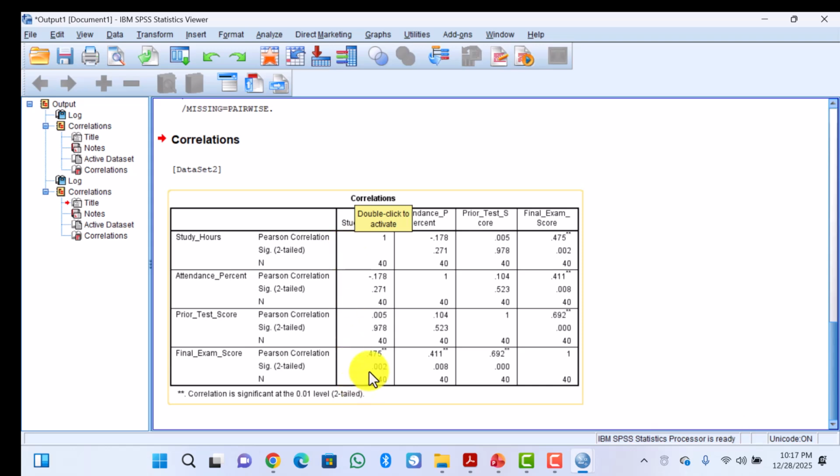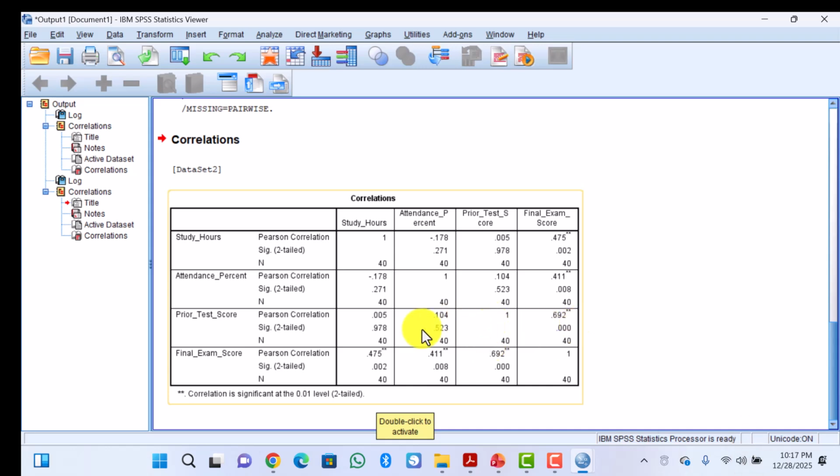We have another variable, attendance percentage, which has a positive correlation of 0.411 (small r), and it's also significant. So it should be there. Prior test is 0.692, which has the highest r value, and the significance is significant. So it should be there. Let's assume one of them is not significant. The next thing the researcher ought to do is to remove it from the model.